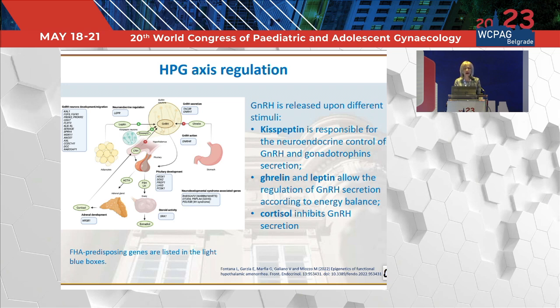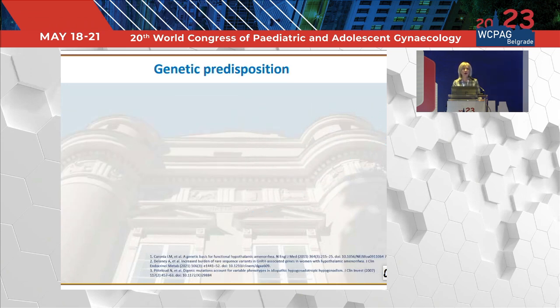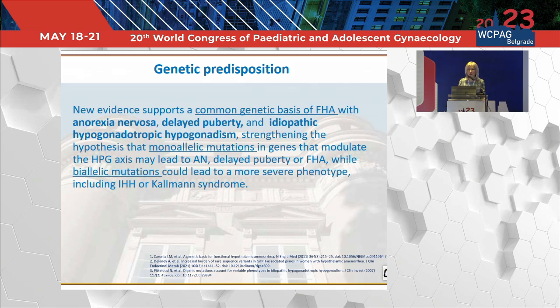Of course, it is impossible to go into the details of hypothalamic-pituitary-gonadal axis regulation because it needs regulation from the central system such as kisspeptin, also from peripheral signals such as ghrelin, leptin, and also cortisol. But here in the scheme, you see the light blue boxes. These are the functional hypothalamic amenorrhea predisposing genes. And maybe I would like to stress something new, that new evidence supports a common genetic basis of functional hypothalamic amenorrhea with anorexia nervosa, delayed puberty, and idiopathic hypogonadotropic hypogonadism.